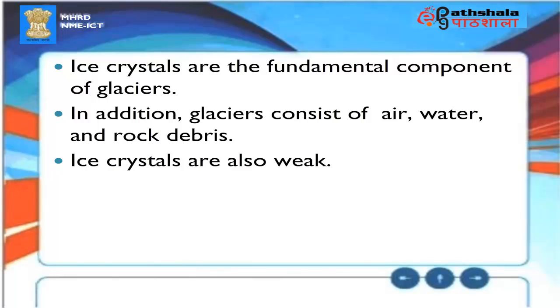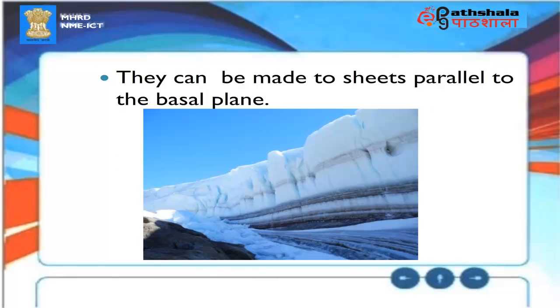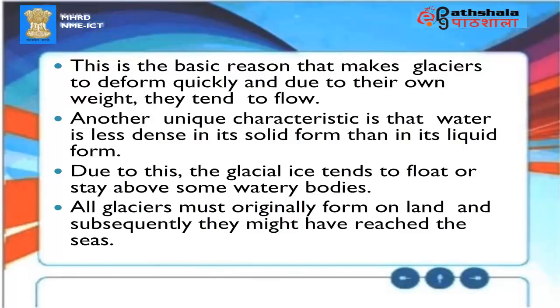Ice crystals are also weak. They can be made to slip in sheets parallel to the basal plane. This is the basic reason that makes glaciers deform quickly, and due to their own weight, they tend to flow. Another unique characteristic is that water is less dense in its solid form than in its liquid form. Due to this, the glacial ice tends to float or stay above some watery bodies. All glaciers must originally form on land, and subsequently they might have reached the seas.